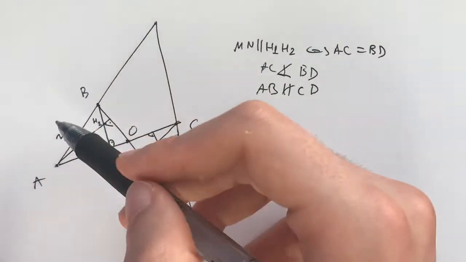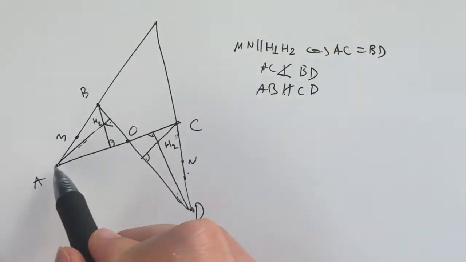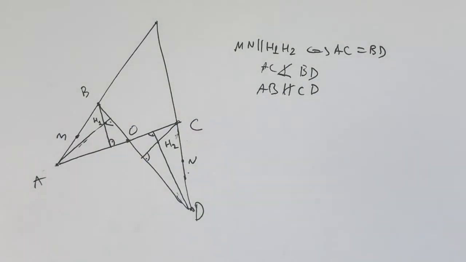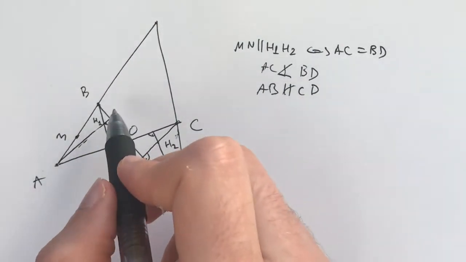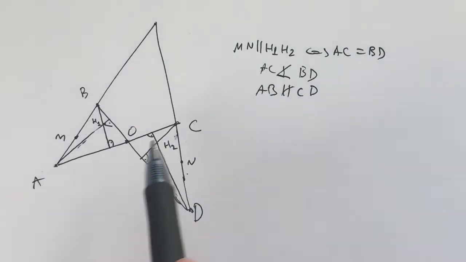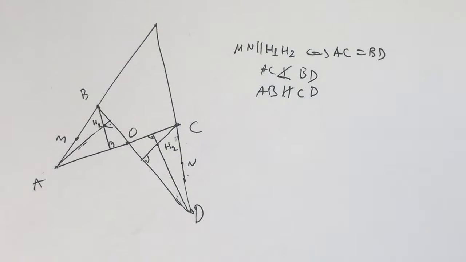So this is the problem. We have that AB and CD are not parallel, and that AC and BD don't intersect at a 90-degree angle. We have these two midpoints, we have these two orthocenters, and what we need to prove is that MN is parallel to H1H2 if and only if AC is equal to BD. Now the reason I'm showing this problem is because it's really one to two ideas, and it's a cool idea.